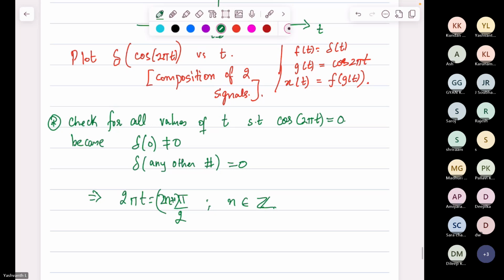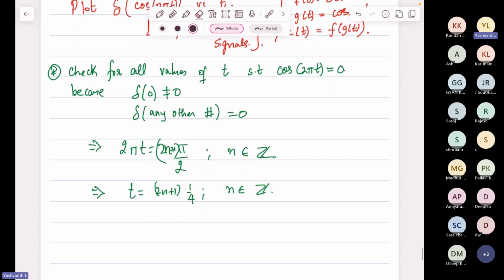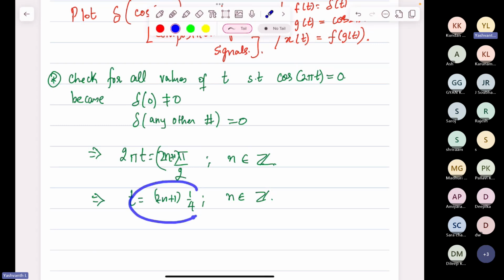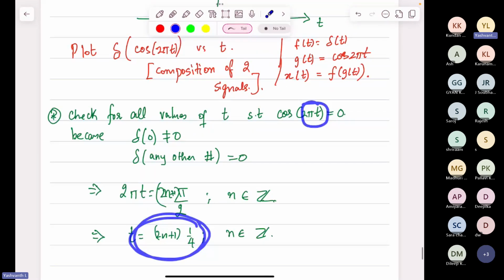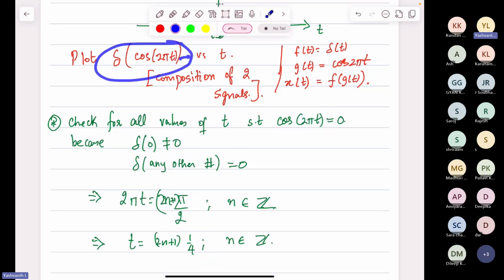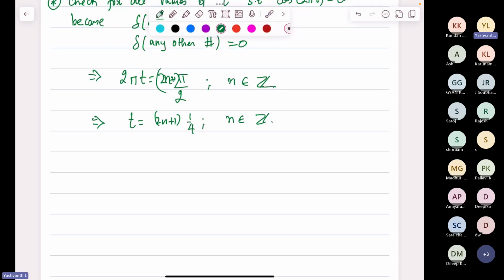Yes, sir. That means what is the value of t? t is equal to 2n plus 1 times 1 by 4, where n belongs to all integers. That is, all odd multiples of 1 by 4 is what you need to take. That means at all those t, your cos 2 pi t will become 0, or your delta of cos 2 pi t will be a non-zero value. Therefore, this is how your plot of delta of cos 2 pi t will look.